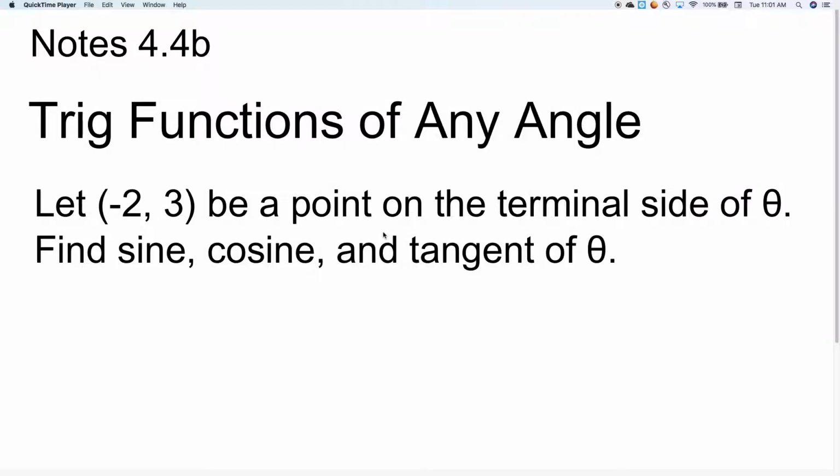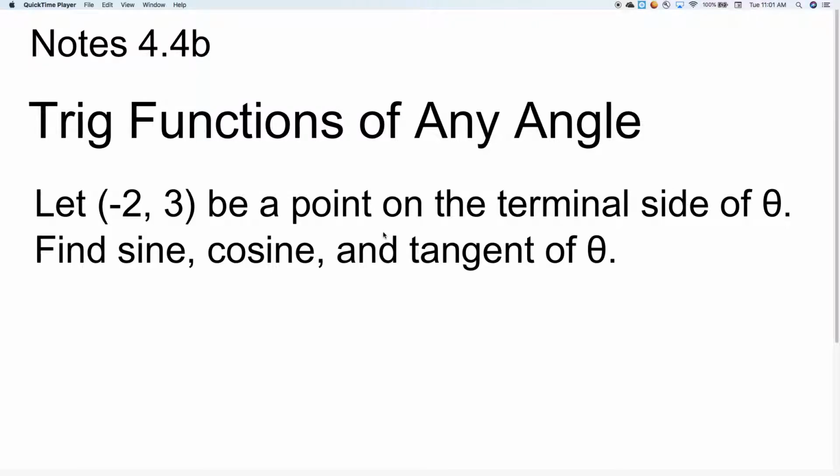You actually completed problems like this in Algebra 2, where you were just given an ordered pair and asked to do trig ratios. So you actually already know the definitions for the trig functions of any angles. I'm going to give you a moment with your small groups, kind of chat about it.